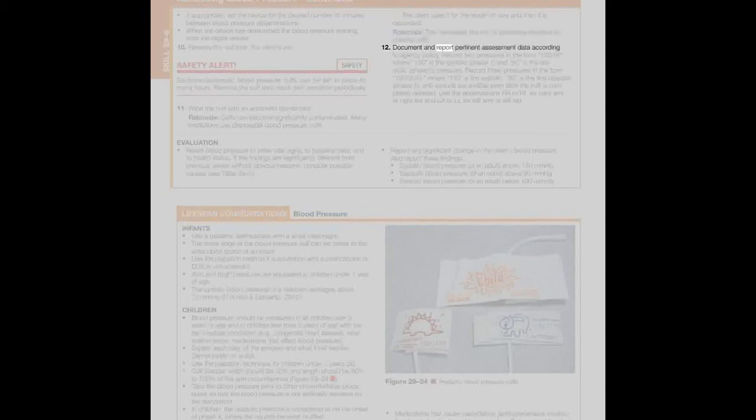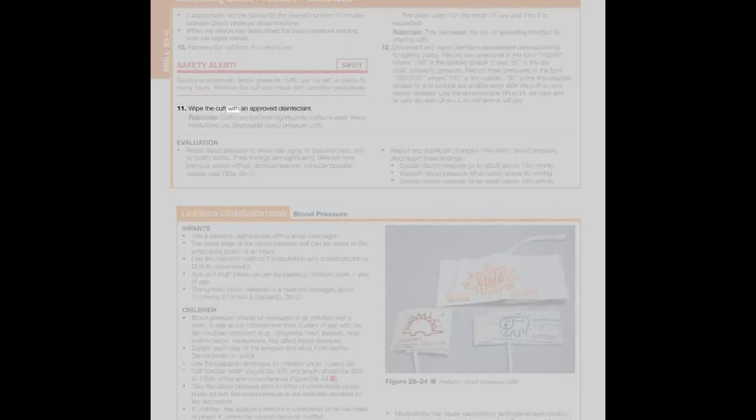12. Document and report pertinent assessment data according to agency policy. Record two pressures in the form 130/80, where 130 is the systolic, phase 1, and 80 is the diastolic, phase 5, pressure. Record three pressures in the form 130/90/0, where 130 is the systolic, 90 is the first diastolic, phase 4, and sounds are audible even after the cuff is completely deflated. Use the abbreviations RA or RL for right arm or right leg, and LA or LL for left arm or left leg.